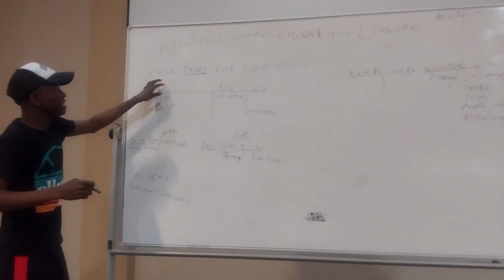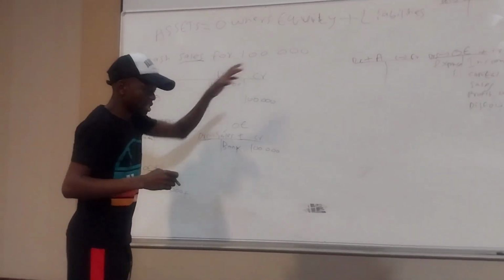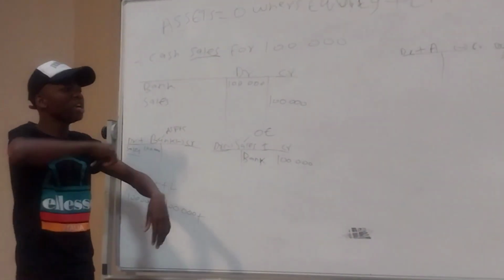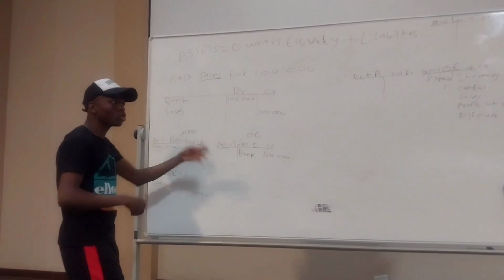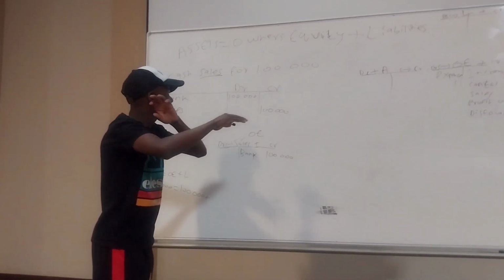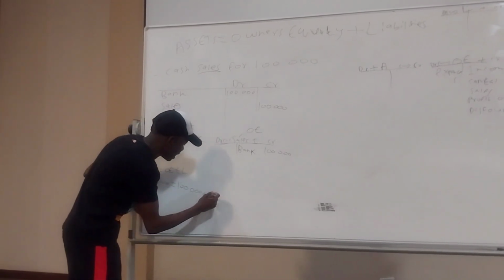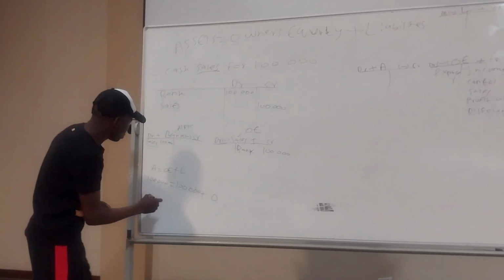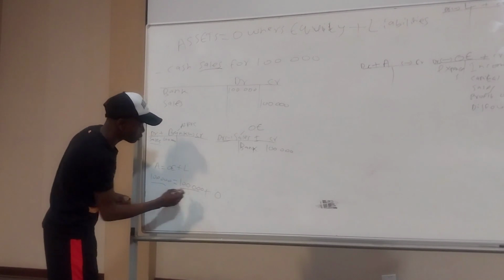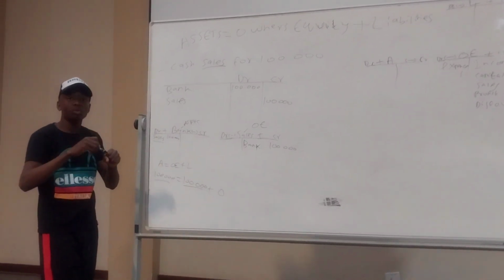By the way, the business made cash sales for 100,000. They are receiving money. They are not paying anything, or they are not owing anyone a cent on that transaction, which means we don't have any liability. So you can now see that 100,000 is equal to 100,000. The accounting equation has no imbalance.